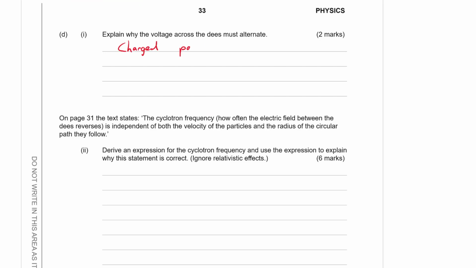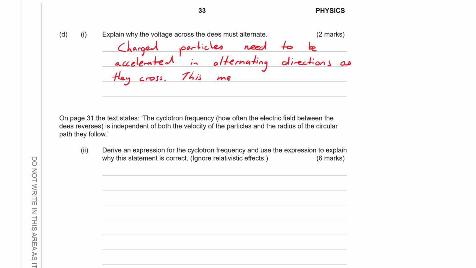And the next question is, explain why the voltage across the Ds must alternate. Okay, so if you've got charged particles being accelerated in alternating directions because they're going to be going up and then back, that means you need to change the polarity of the plates and you need to reverse them every half revolution. That way you'll be accelerating them in the direction of their motion.